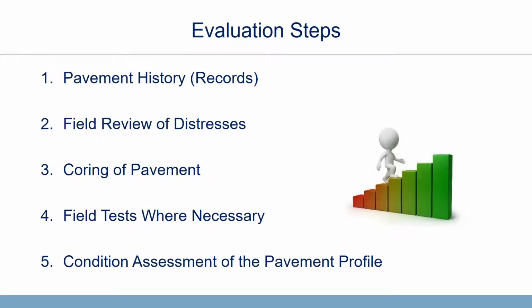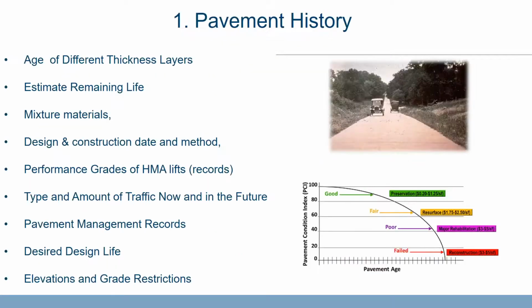So the first step is to look at pavement history, followed by reviewing the field review of distresses, coring of the pavement itself if needed, not always essential, field tests where necessary, and a condition assessment of the pavement profile. When we talk about pavement history, there are a number of things that we need to consider. I don't think I'll read all those. Hopefully you can see them, but certainly mixture materials. What's the history on the mixture materials?